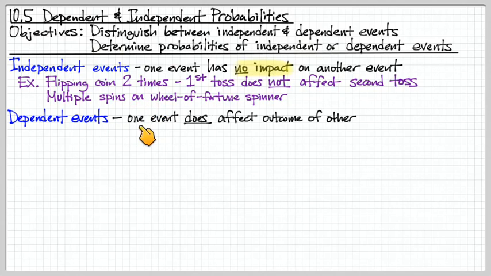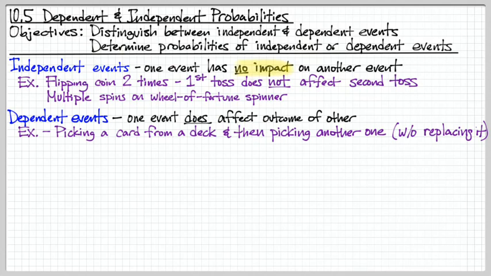They're dependent when the event affects the following outcome of some other event. So for example, say we pick a card from a deck and then we pick another one from that same deck without putting the first card back. That's a dependent event, the second one.